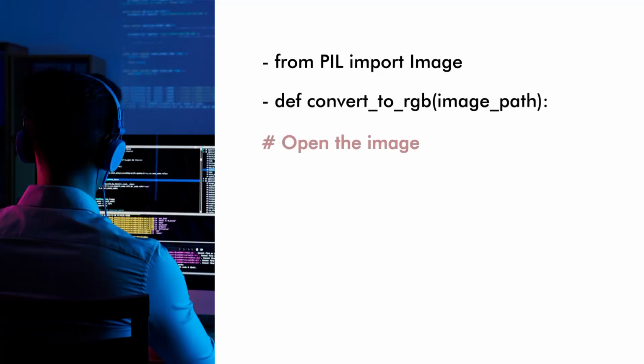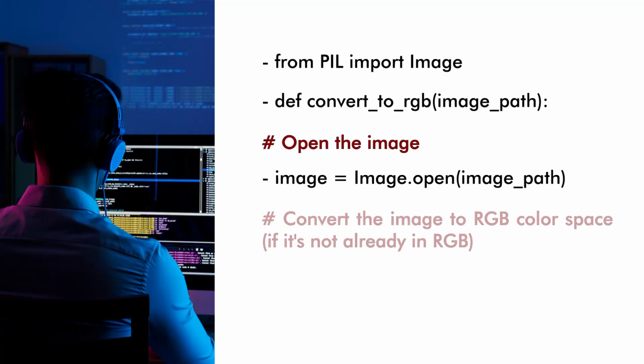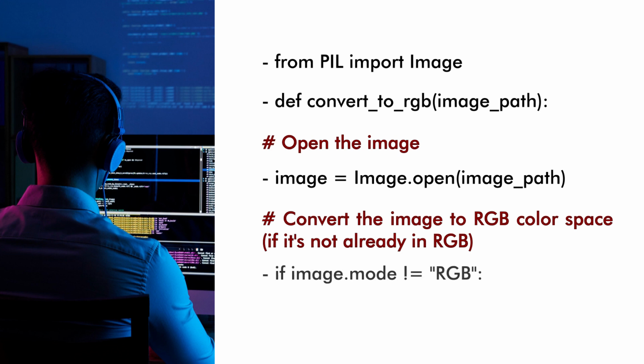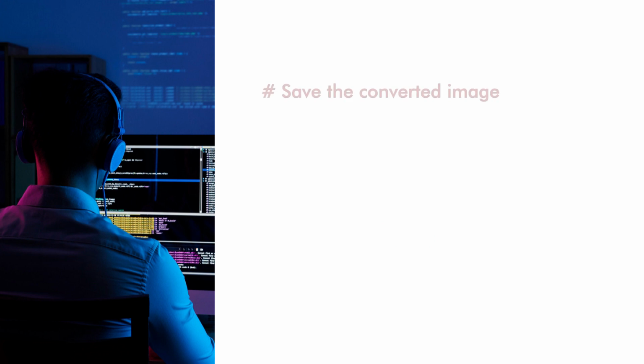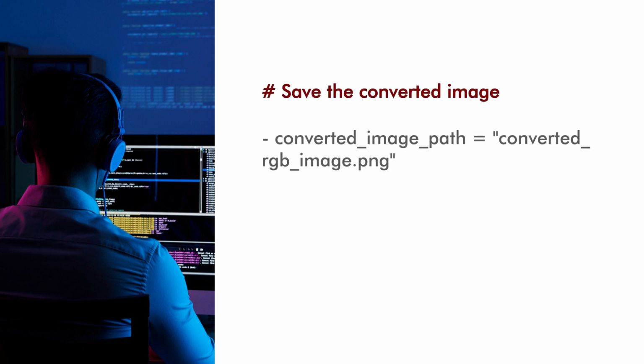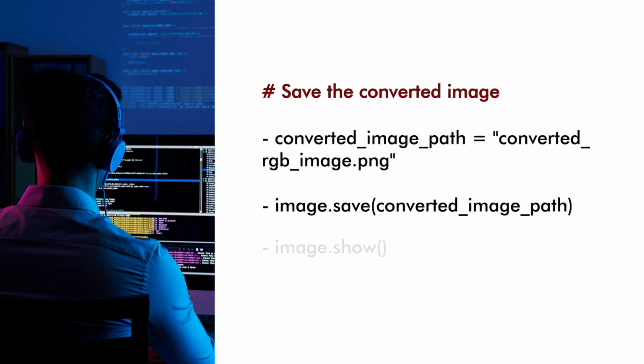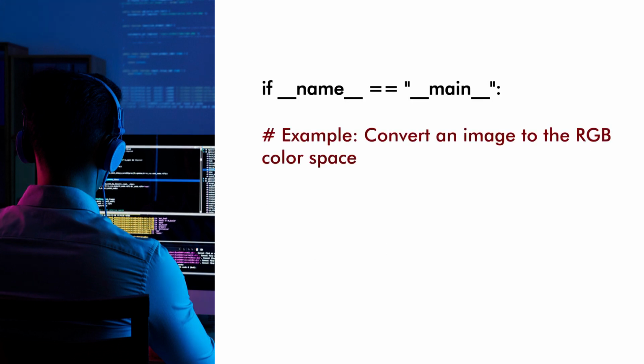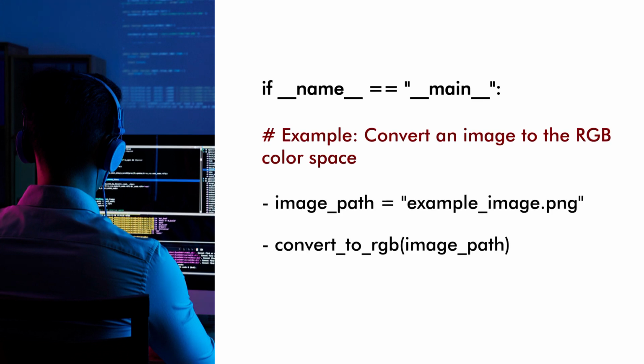So, first of all, open the image, then convert the image to RGB color space. For that, we have some values and a range for the values of the pixels. Then save the converted image. We can save the image after converting it into the RGB image. For example, convert an image to the RGB color space. We have to decide the image path, like we have taken here example_image.png as our image, and now we are going to convert it into an RGB image.